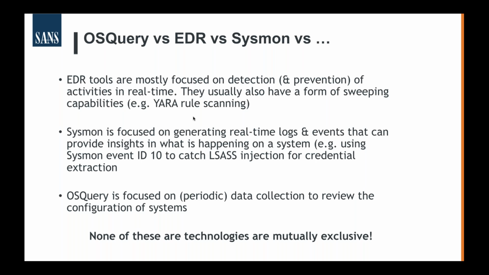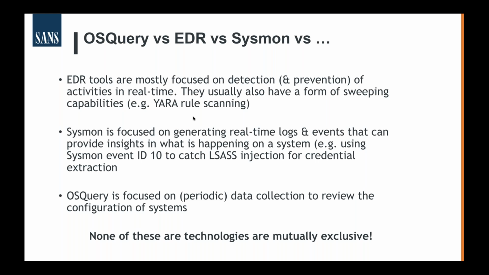Then, for example, Sysmon, which is very well known as well, and a great tool. I use it all the time. But again, this one is also focused on generating real-time logs and events to provide insights in what's happening on a system. The example I always use when I talk about Sysmon is event ID 10, which is process access. It could be used when you focus on the lsass.exe process to look for lsass injection, which is very common when we're looking into Mimikatz style attacks where adversaries are trying to dump credentials from memory. So that would be straightforward to spot with Sysmon.